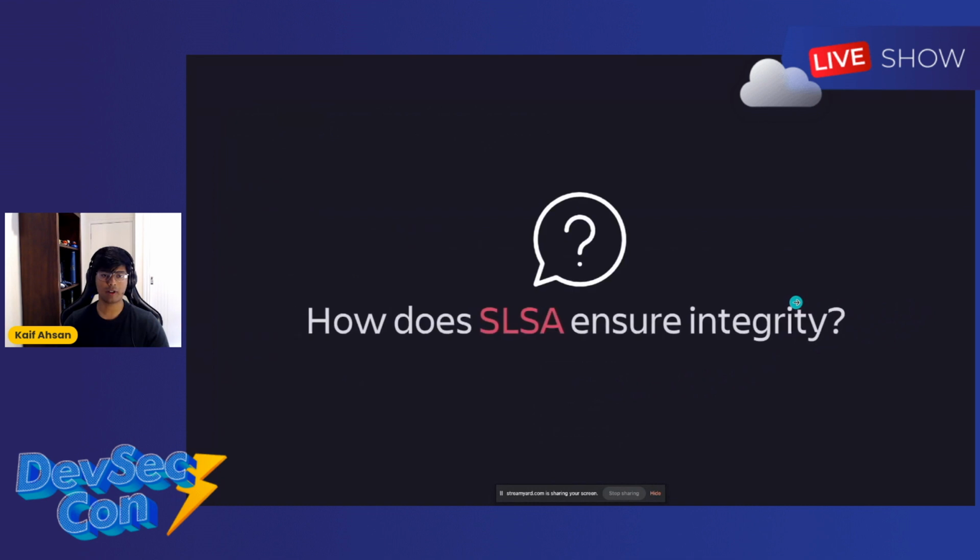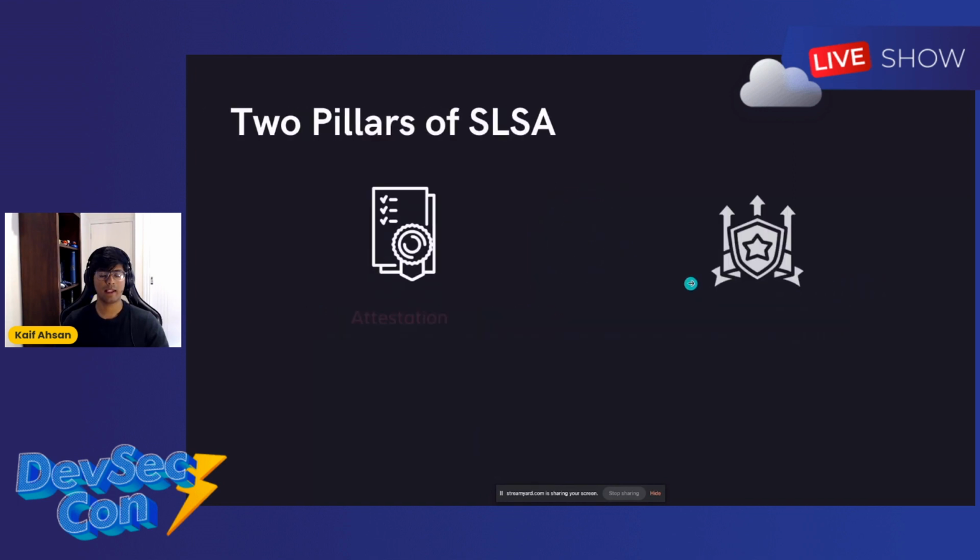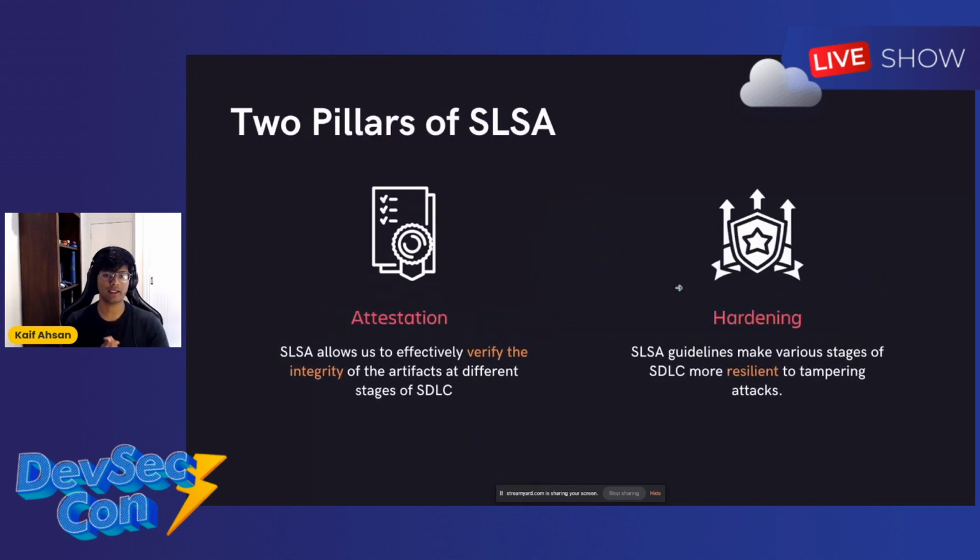So going back to the question, how does SLSA ensure integrity? It does it by two basic pillars, as I like to view it. The first one is attestation. The other one is hardening.